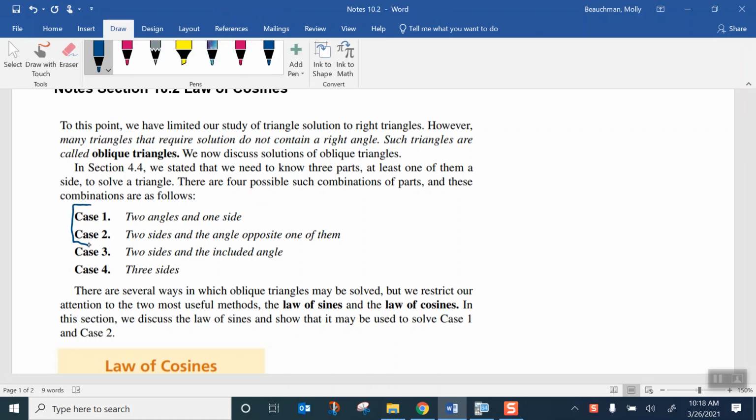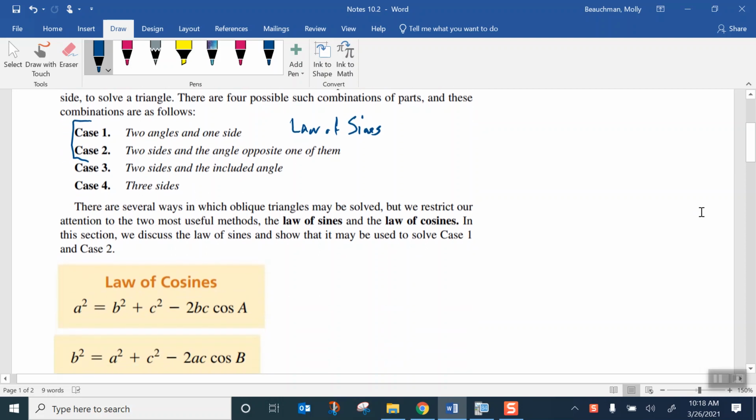So we used, for case 1 and case 2, if we were given two angles and one side, or two sides and the angle opposite one of them, we use the law of sines. So in this section, we're going to take a look at the next two cases. If we have two sides and the included angle, the angle in between the two sides, or three sides, we can use the law of cosines.